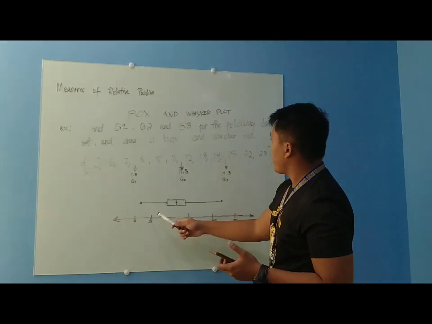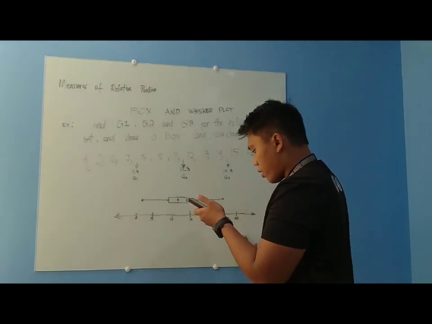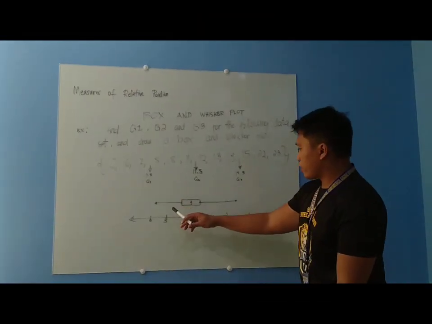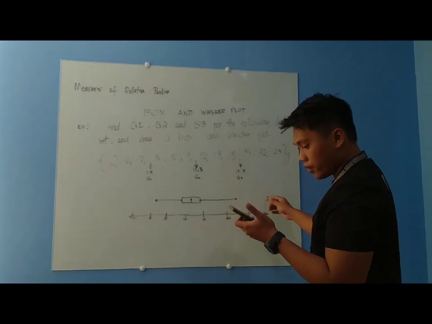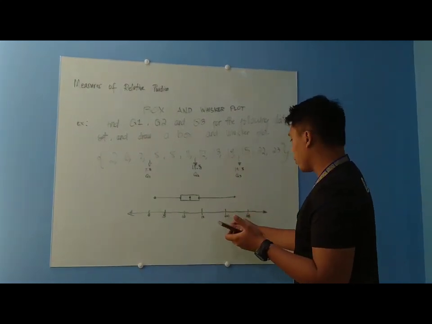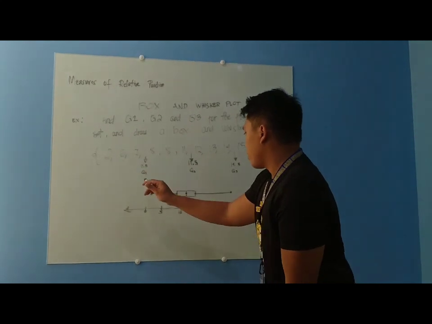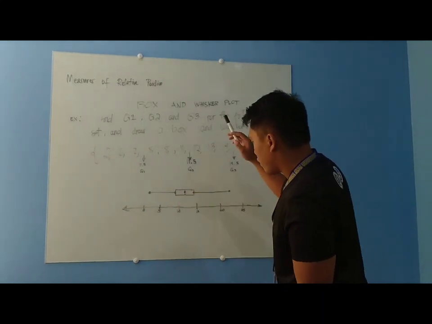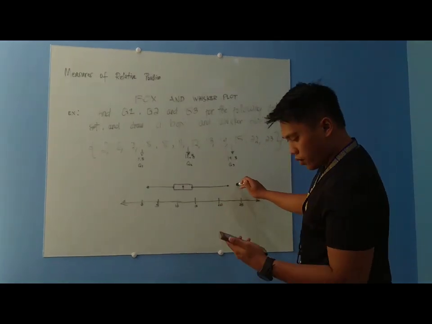And this is the whisker plot. The whisker plot shows quartile 1, quartile 2, quartile 3 along with the extreme values of the data set, 2 to 23. This is the quartile 1 point, and this is the whisker plot between 5 to 15, and this is the quartile 3.